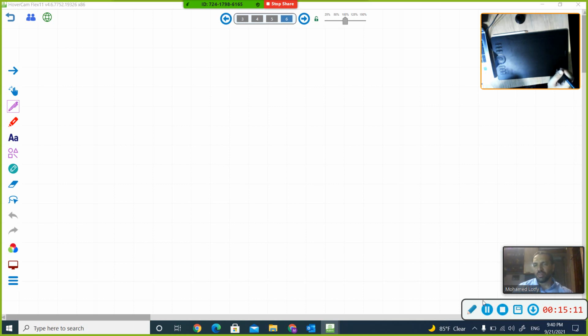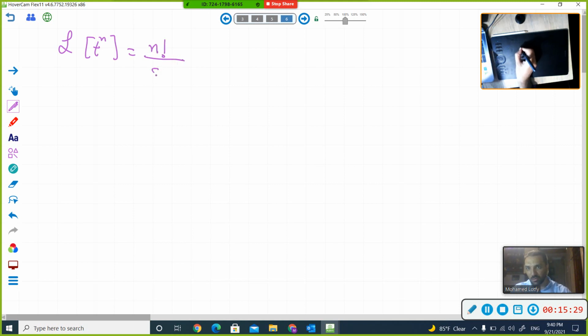Another very common rule that we should keep in mind is that the Laplace transform of t to the power n is equal to the factorial of n divided by s to the power n plus 1. So let's have this proof. This proof is a little bit not straightforward, it is indirect, and we have many proofs for this rule, but I'll choose the easiest one, but honestly, it is not very easy.